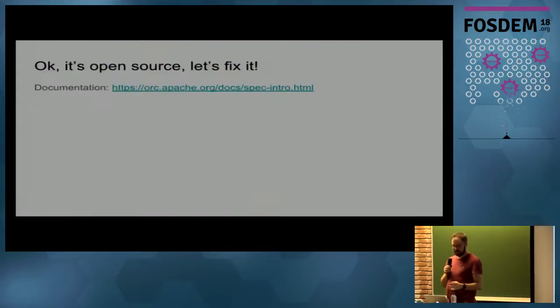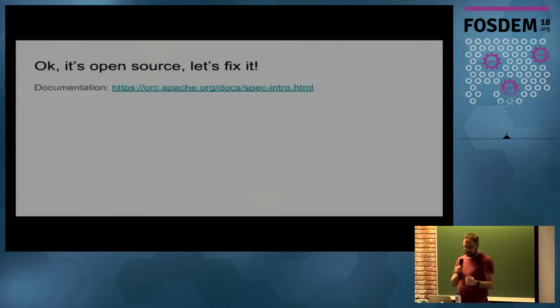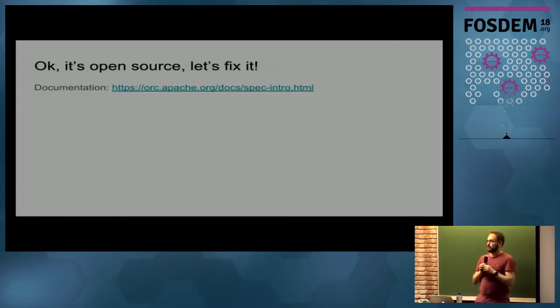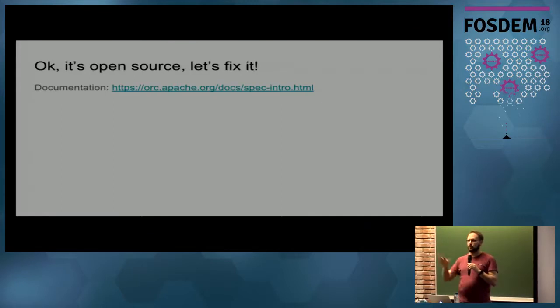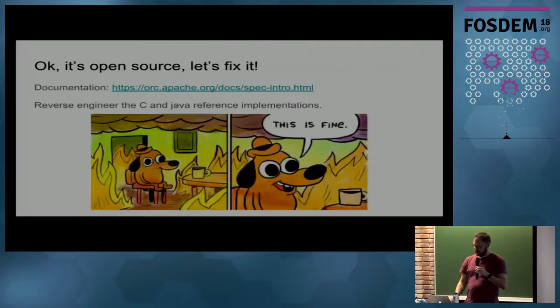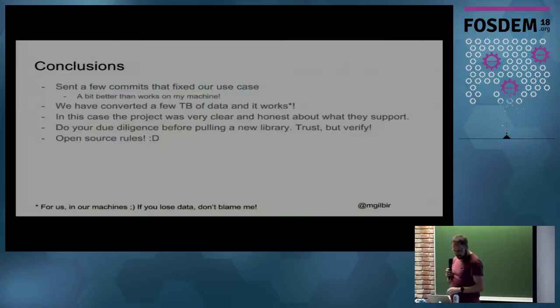Well, it's open source, so let's fix it. Well, there's a document, and if you go there, there are some beautiful specs, some pages full of charts and graphs, and they are incomplete. So you have to reverse engineer the C and Java reference implementations, because there are constants that appear nowhere. It's even funnier, because there are constants in the Java and C reference implementations that don't match the ones in the Go implementation. So you're like, okay.